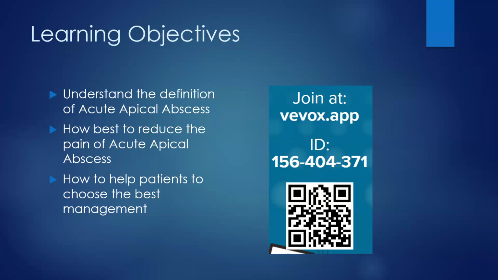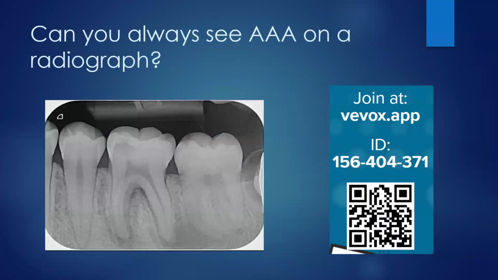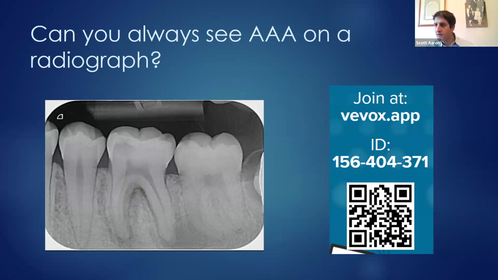Okay, right, moving on. Can you always see acute apical abscess on a radiograph? And here we've got a radiograph. I'll open that as the next question. Simple question, yes or no.